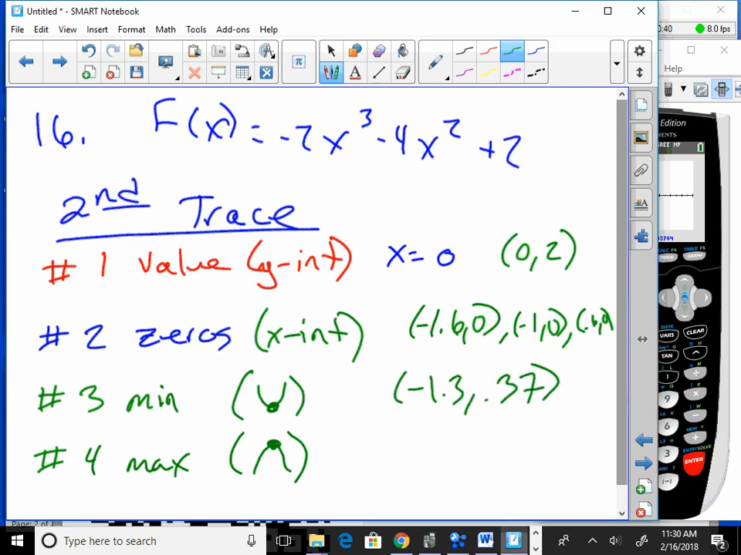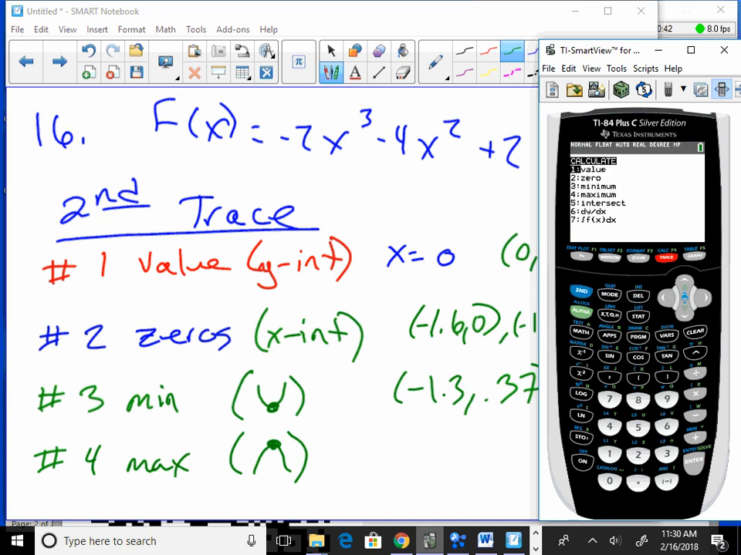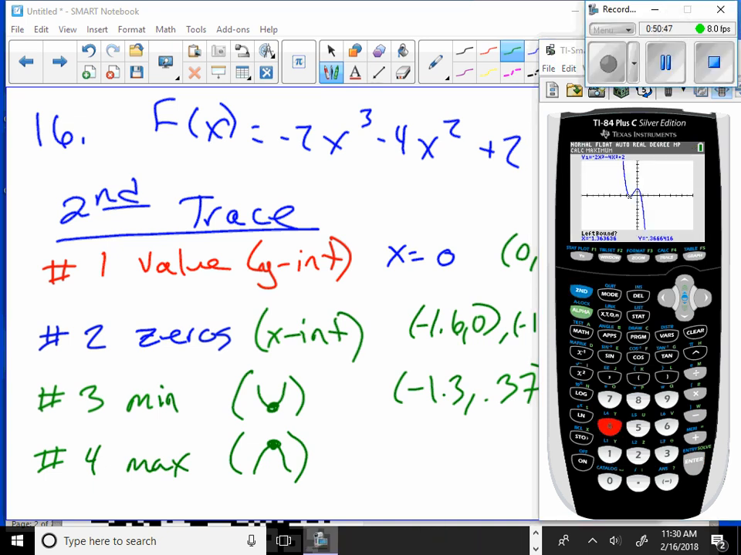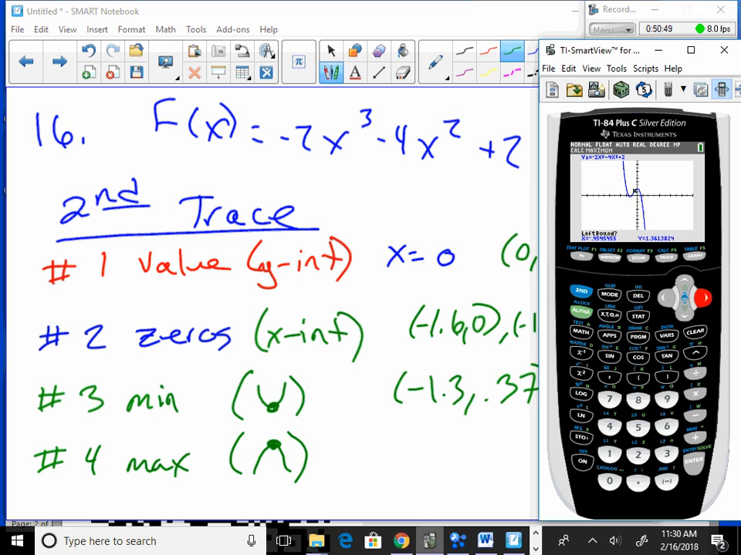And then to do the maximum, second calculate number 4. So I go to the right or left of it, hit enter, go to the right, hit enter, enter one more time. So on that one I see an E negative 7, so that lets me know it's really 0, 0.2.